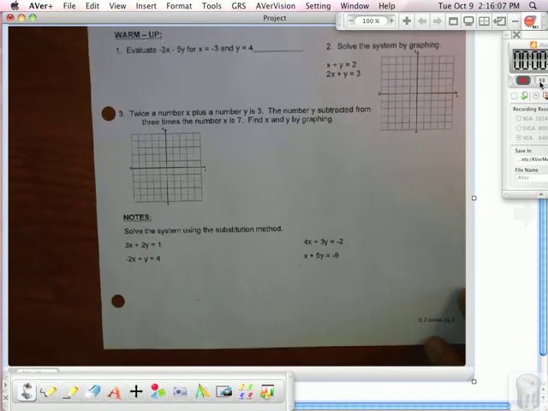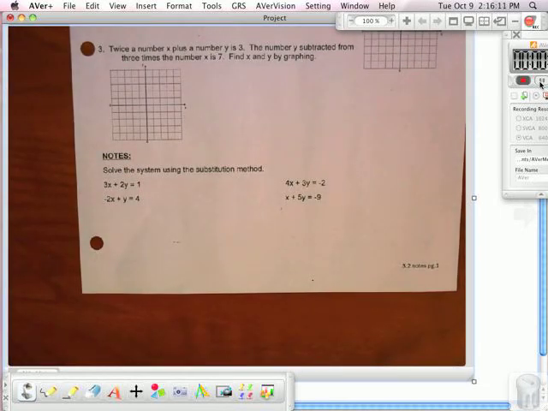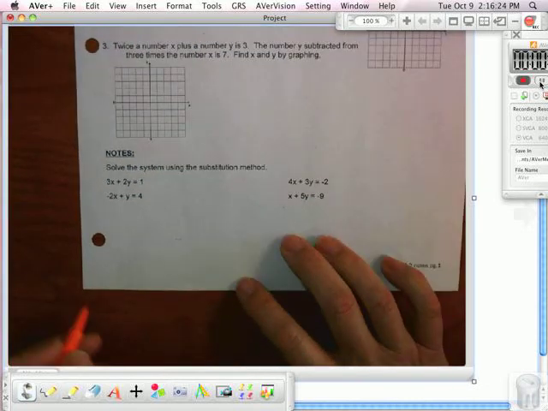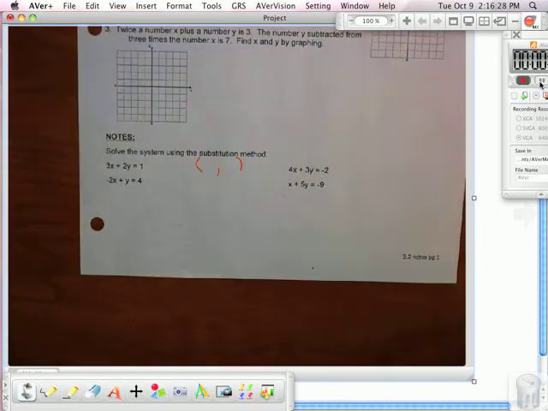Remember, when you're solving a system, you're looking for what? What's your answer usually going to be in the form of? A point, an ordered pair. Sometimes you'll have some exceptions, but most of the time you're looking for an ordered pair. So I like to set up my ordered pair right away. I know I need an x and a y.